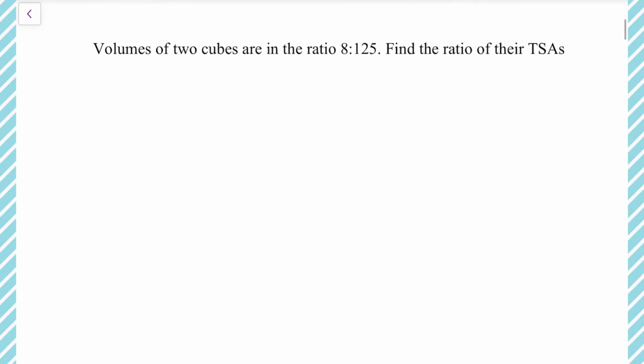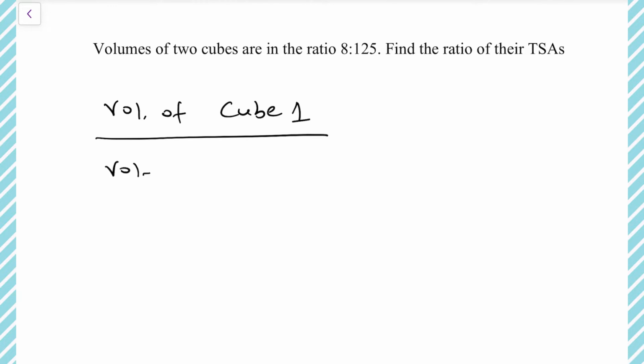Next, volumes of two cubes are in the ratio 8:125. Then find the ratio of their total surface areas. This question looks a little difficult, but it is very easy. Volume of two cubes: volume of cube 1 divided by volume of cube 2. So what is the formula for volume of a cube?